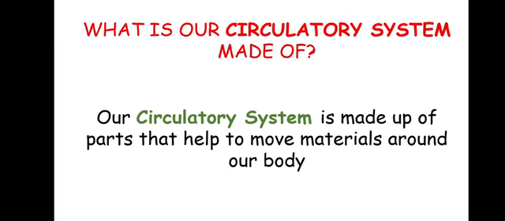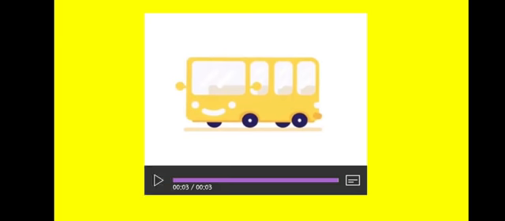So our circulatory system is made of parts that help to move materials around our body. So when you hear the word circulatory system, you should remember the word move. It helps to move materials from one part of our body to the other part, just like a transport system, like how a bus moves, right? A bus takes people or things from one part to another part. Like that, the circulatory system is also the transport system of our body.